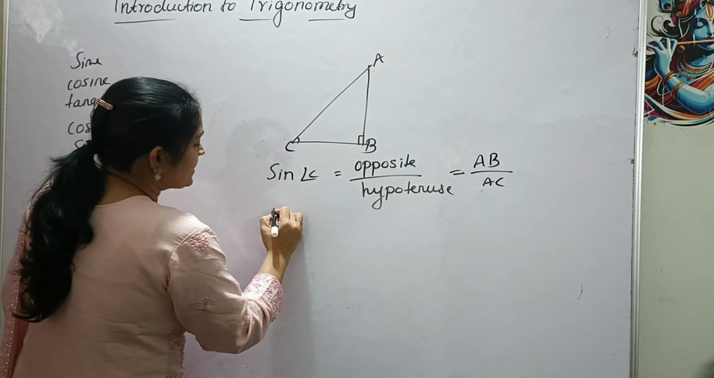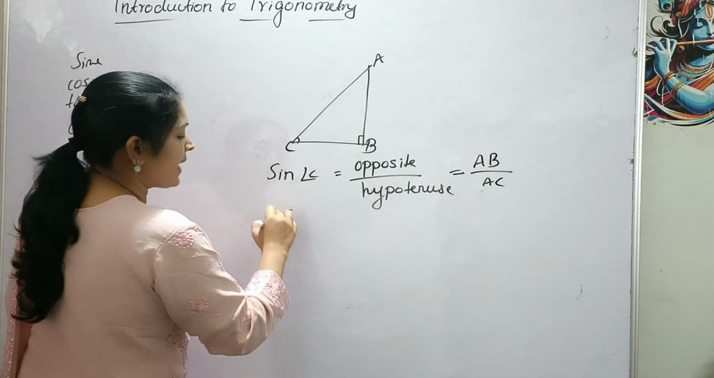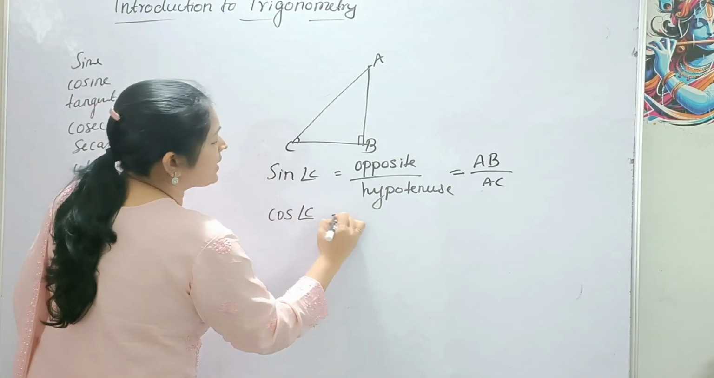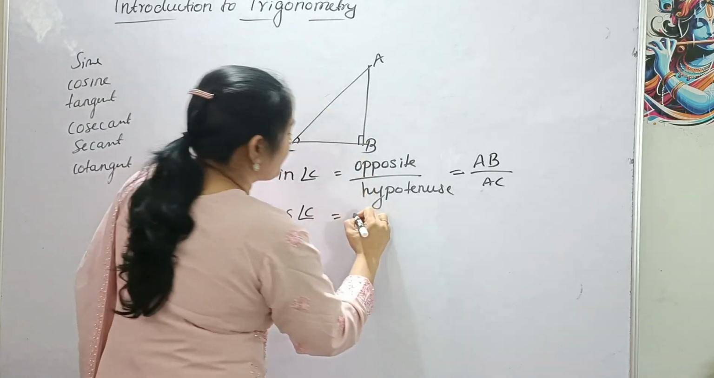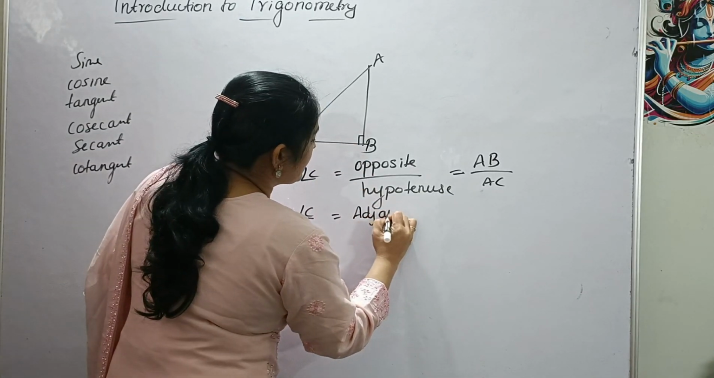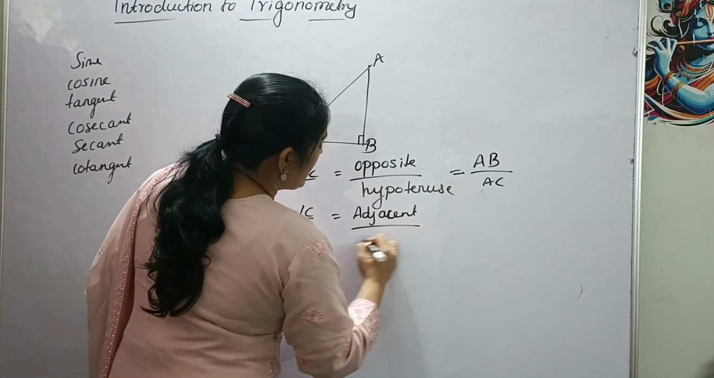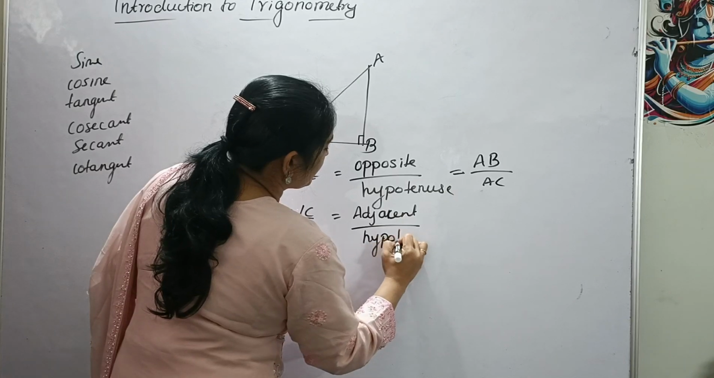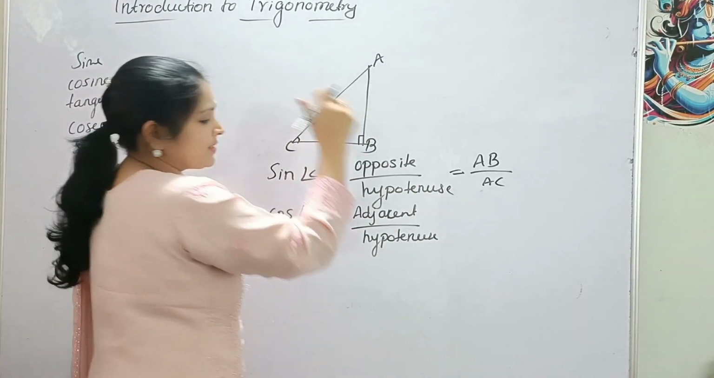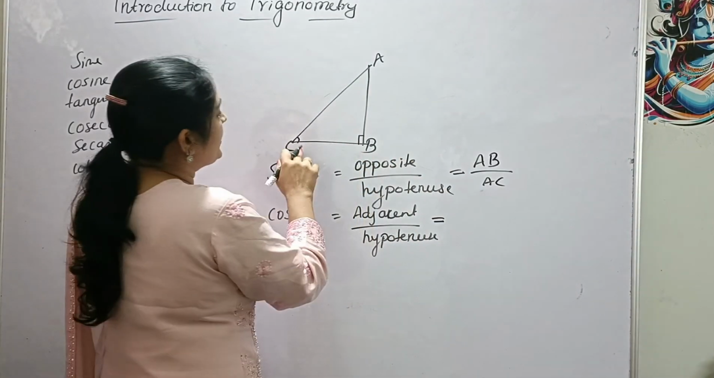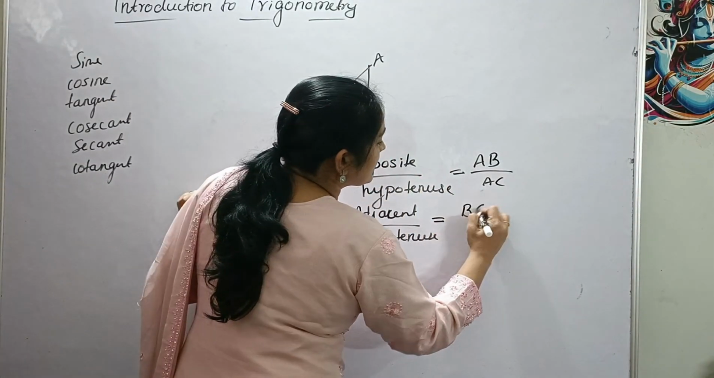And next is cosine. We can write cos. Cos C is equal to adjacent divided by hypotenuse. That is equal to BC divided by AC.